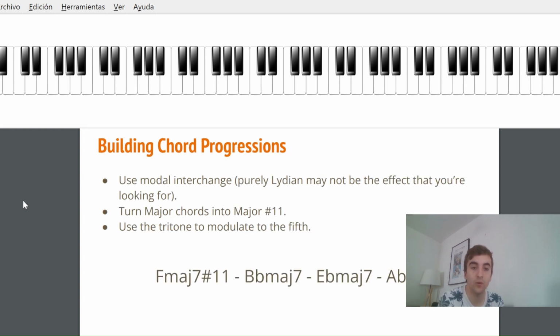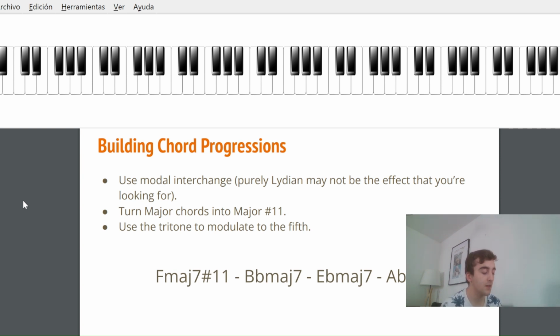And now to finish this video, let's look at how we can build chord progressions using the Lydian mode. First thing is we can use modal interchange. This is because purely Lydian may not be the effect that you're looking for. This is because usually you want to mix in different emotions, and by using only Lydian, your music will probably sound too happy for what you're looking for. In more specific terms, what you can do is you can turn major chords into major sharp 11s. And of course, you can also use the tritone to modulate to the fifth.